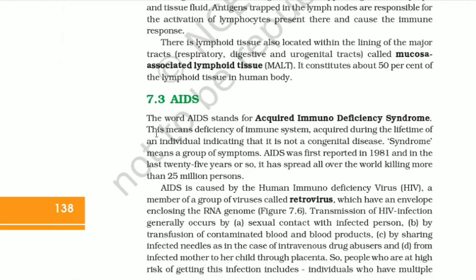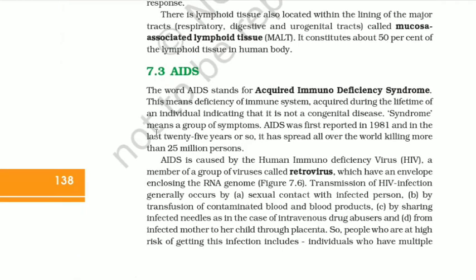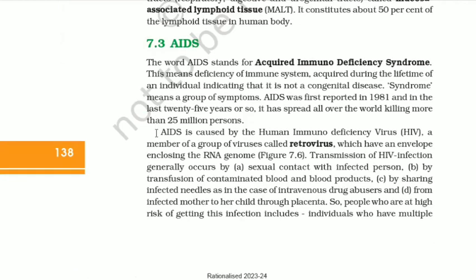There is lymphoid tissue also located within the lining of the major tracts, that is respiratory, digestive, and urinary tract, called mucosa-associated lymphoid tissue. It constitutes about 50% of the lymphoid tissue in the human body.